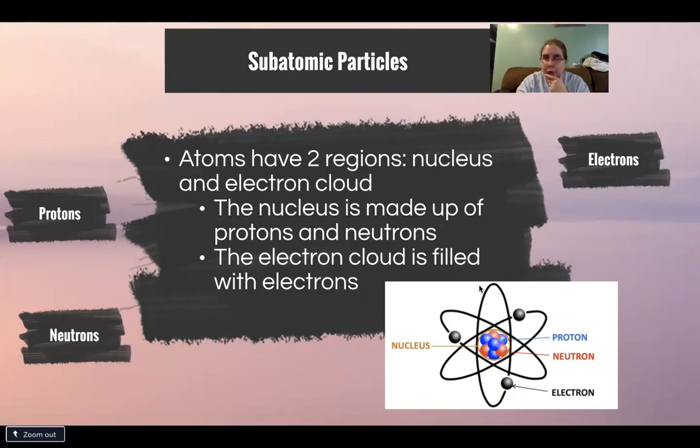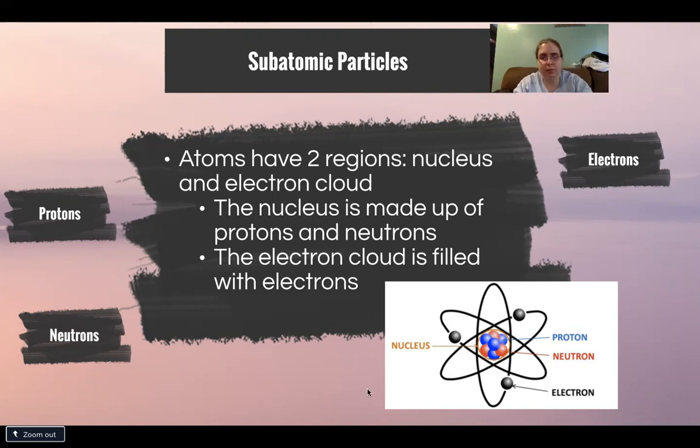Now, first off, there are two regions. In the center, where you see this clump of circles, that's called the nucleus. It is the center of the atom. And within the nucleus, you find two subatomic particles: the protons and the neutrons. In the outer portion, we call this the electron cloud. The electron cloud is simply the region of space around the nucleus where you are likely to find electrons. We like to draw them as if they're orbiting the nucleus like planets. We have found that is not accurate, but it's still an easy visual for us to show.